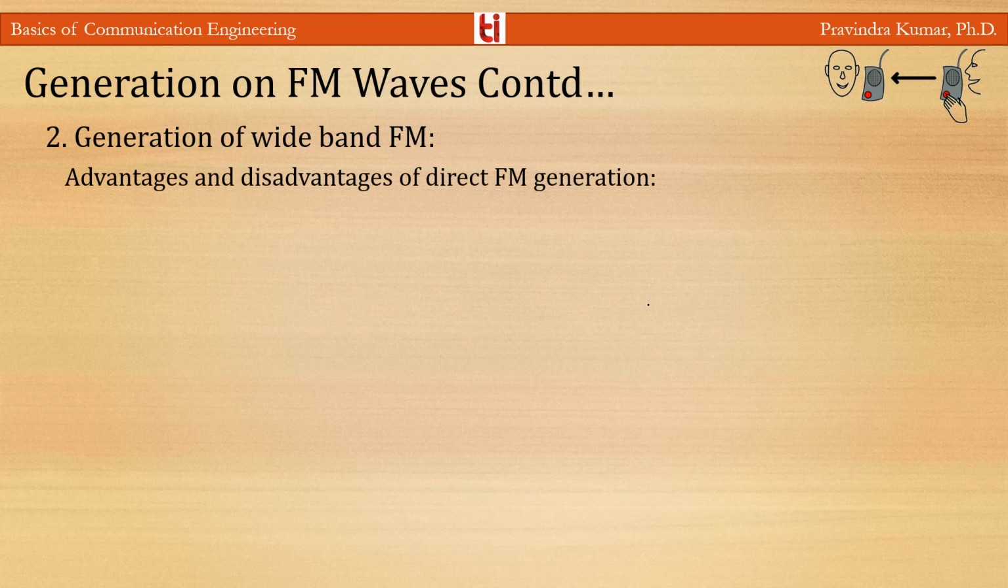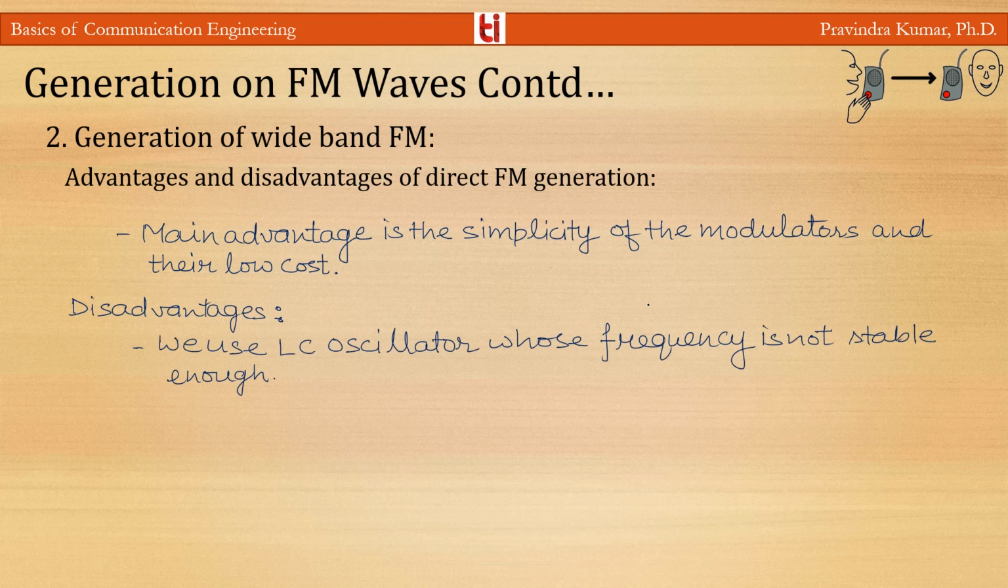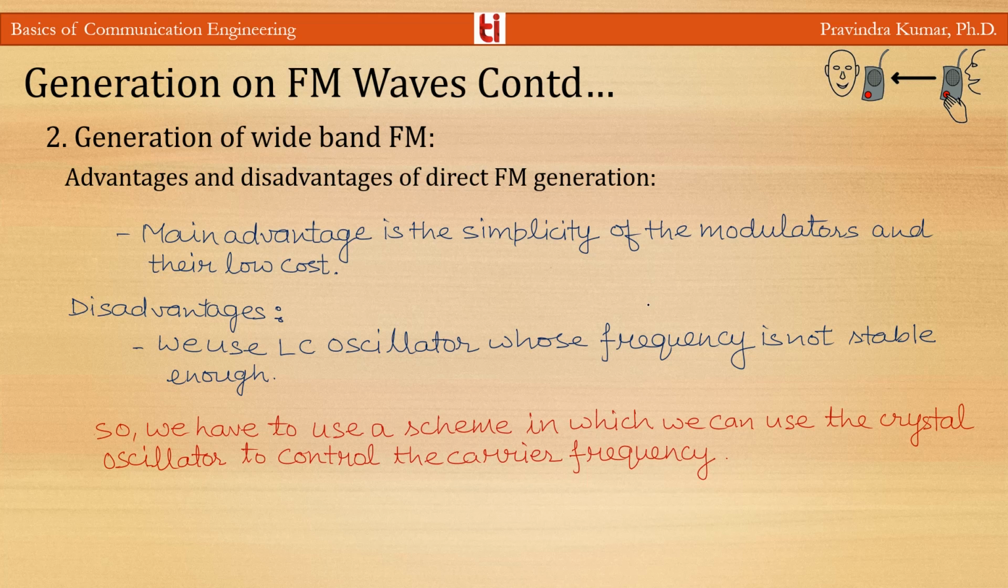Now, the advantages and disadvantages of direct FM generation. The main advantage of direct FM generation is the simplicity of the modulator and its low cost. The disadvantage of the direct method of FM generation is that we have to use an LC oscillator, and as LC oscillator frequency is not stable enough, it is not possible to use such oscillators for communication or broadcasting purposes. So we have to use a scheme in which we can use a crystal oscillator to control the carrier frequency.